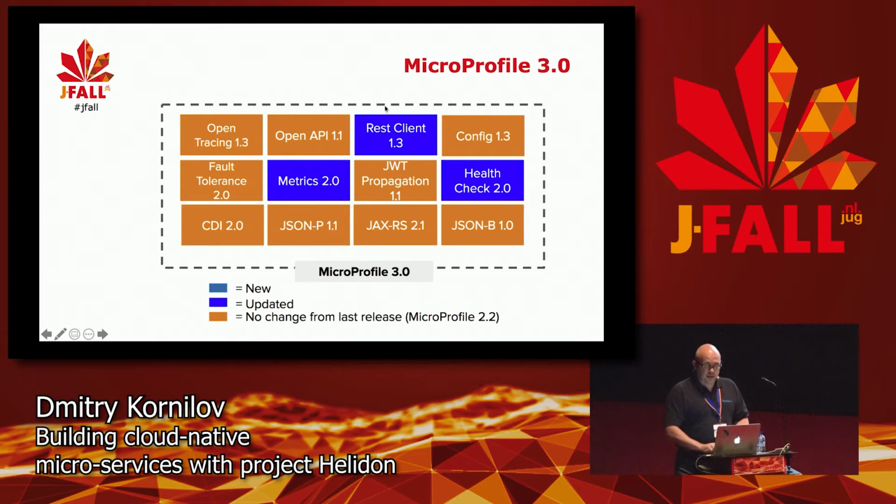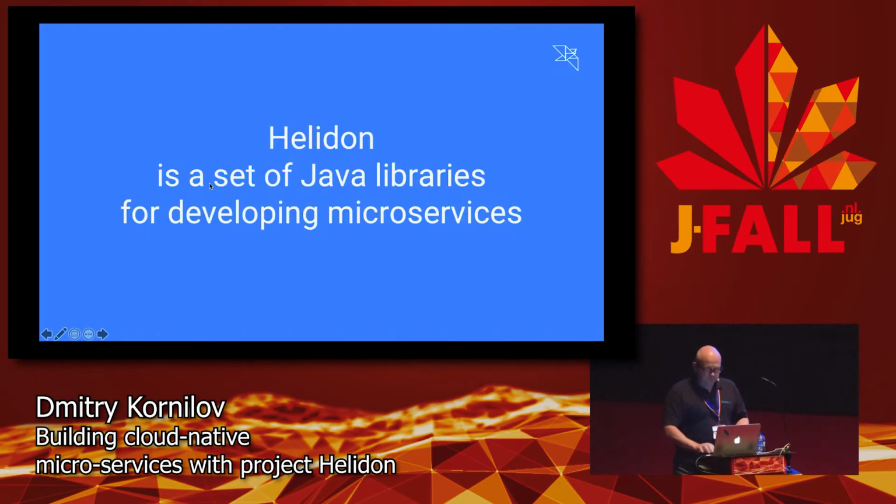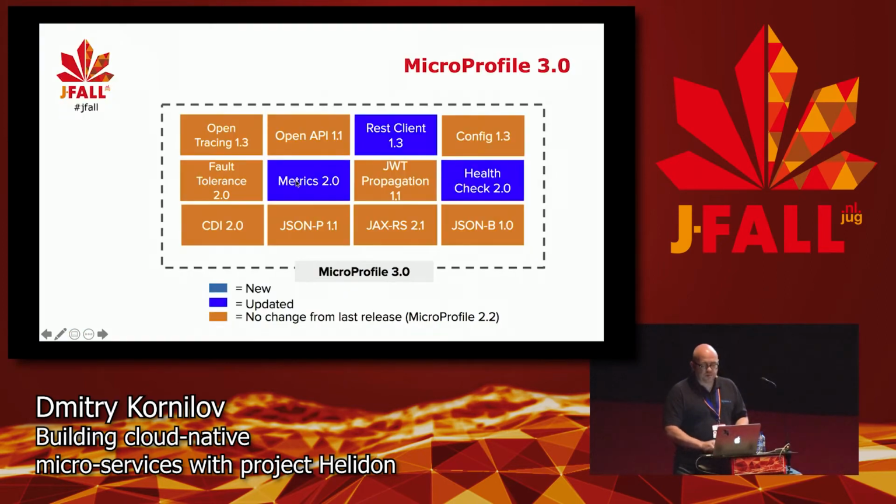So you see how many new APIs are there, right? These 8 APIs are completely new, and it's all cloud related: fault tolerance, metrics, JWT propagation, health checks, configuration, REST client, OpenAPI, and OpenTracing. So I will cover in my talk today health checks, metrics, and configuration, right?